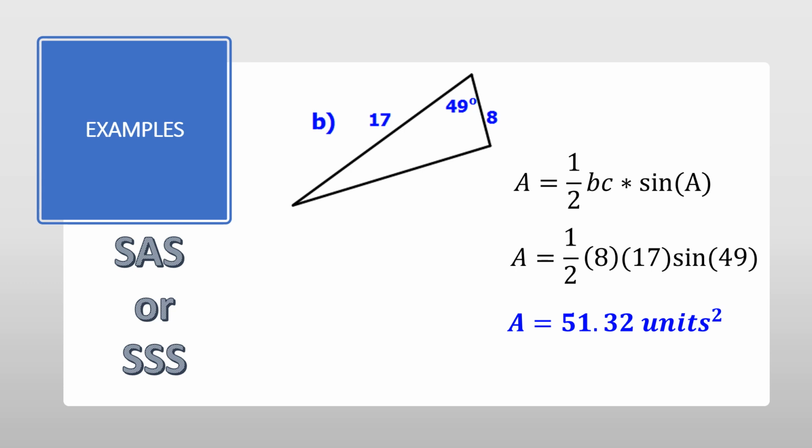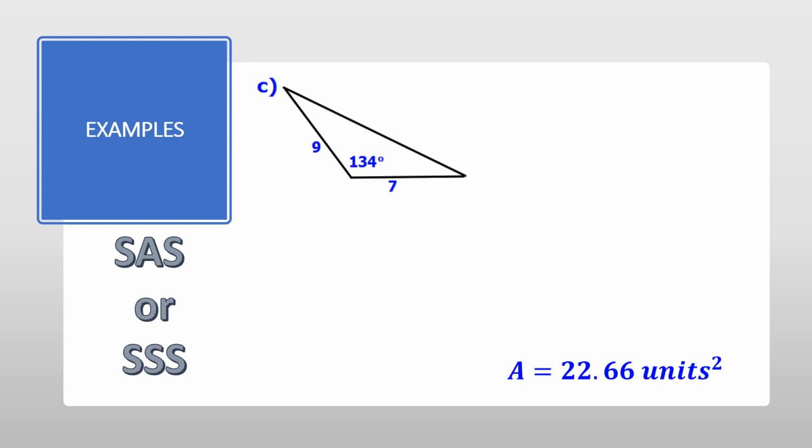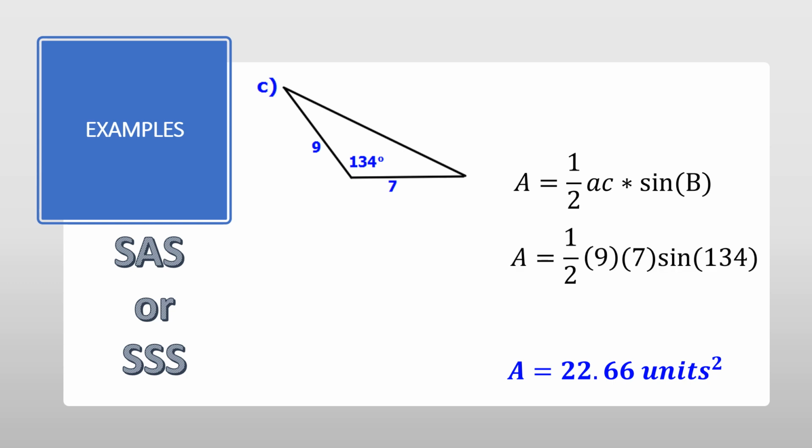These go so fast. All right, in our last example of a sass, side angle side. Oh, the answer's already popped up. So see if you can write it down. We have a side, included angle, side. It doesn't matter if these are A and B, B and C, or A and C. Okay, I chose 1/2 AC sine of angle B. 1/2 of the product of 9 and 7 multiplied by sine of 134 degrees gives us 22.659, so rounding to the hundredths gives us 22.66 units squared.